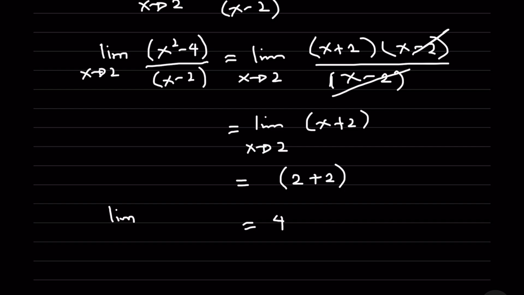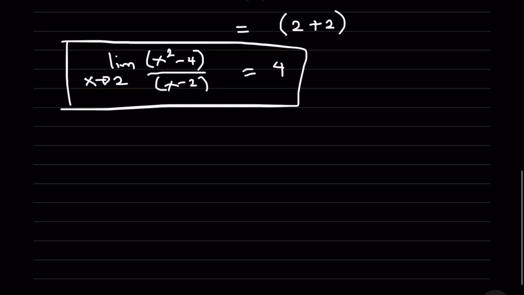Substitute x equal to 2. The answer is 4. So the limit of x squared minus 4 divided by x minus 2 as x approaches 2 is equal to 4. Next question.